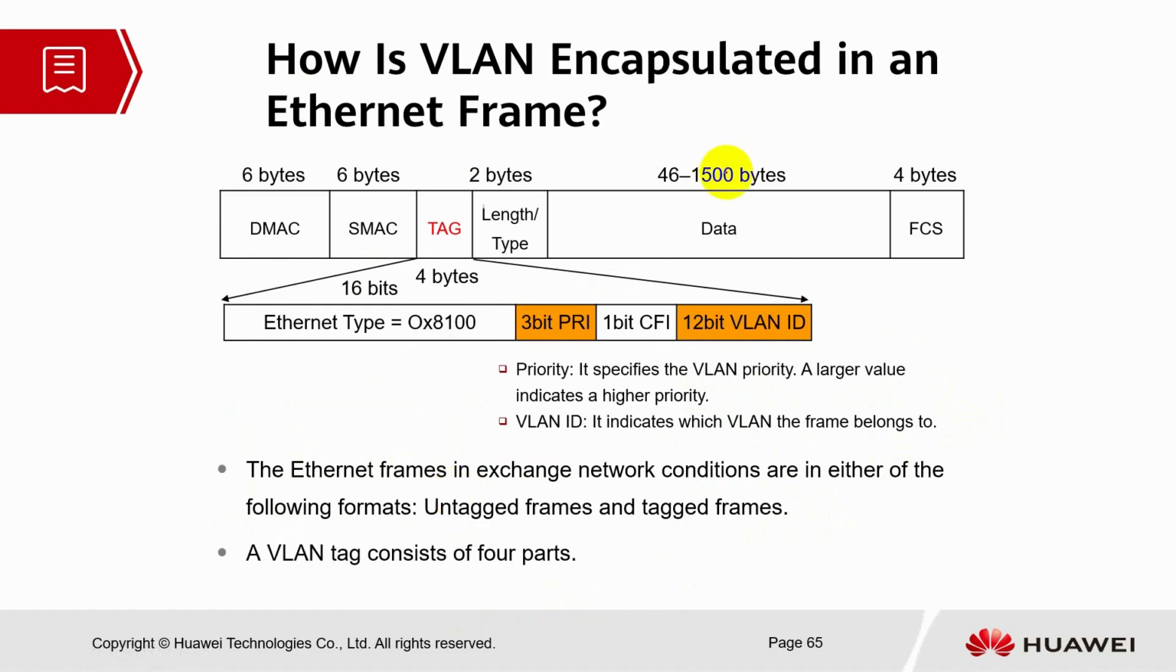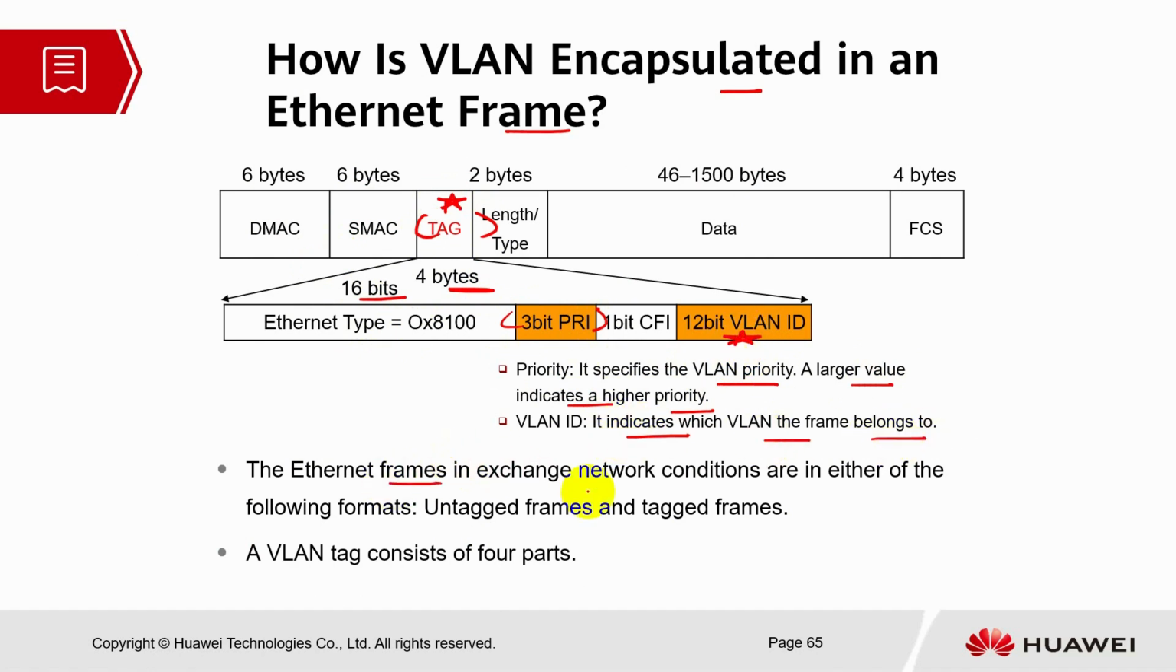So how is a VLAN encapsulated in an Ethernet frame? Basically we have a frame structure here, and we are mainly focusing on the tagging. The tag is 16 bits, a total of 4 bytes. There is a 3-bit priority, where we specify the VLAN priority. A larger value indicates higher priority, and we have the VLAN ID, which indicates which VLAN the frame belongs to.